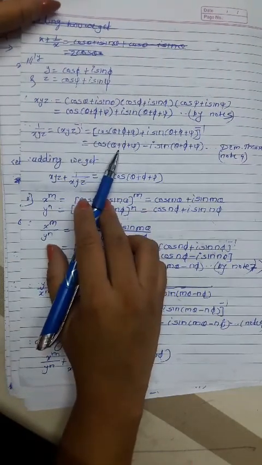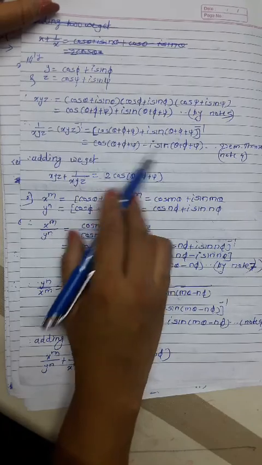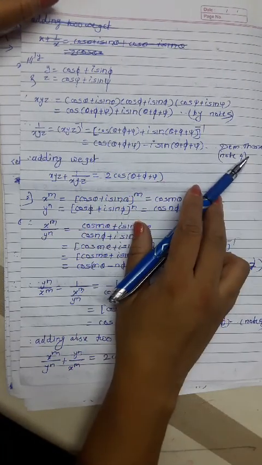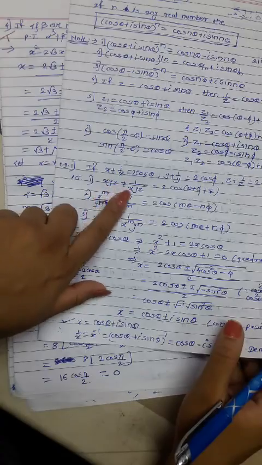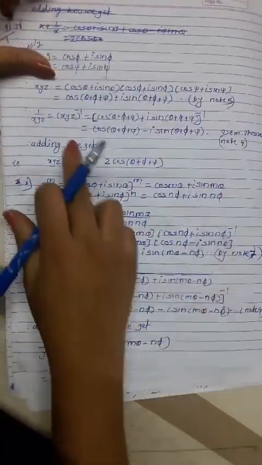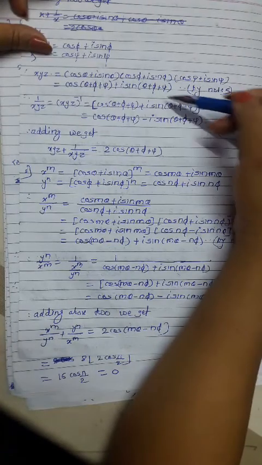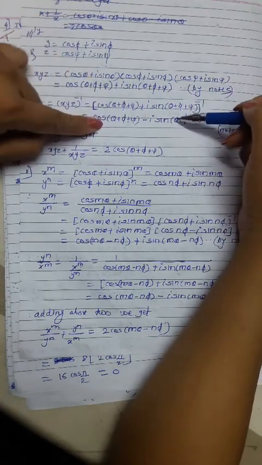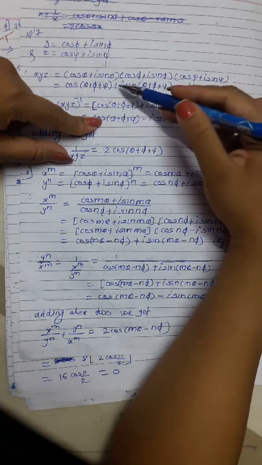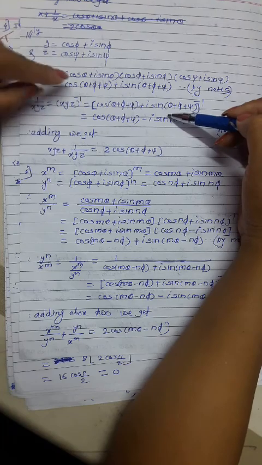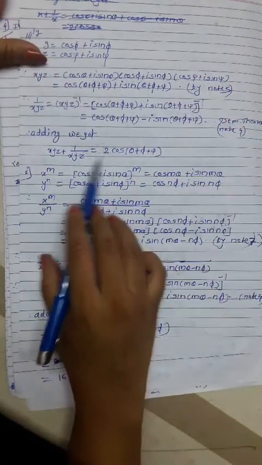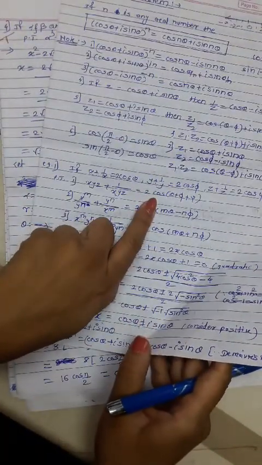Therefore, it becomes cos of theta plus phi plus psi minus I sin, same angle, of course by De Moivre's theorem. Now we have found xyz and 1 upon xyz. What do we have to do then? First, add them. If you observe these two, the cos term is the same and the sin term is the same, but opposite in sign. Therefore, if you add these two terms, the sin term gets cancelled and the cos term becomes 2 times. Therefore, it becomes 2 times cos of theta plus phi plus psi, which we had to prove.